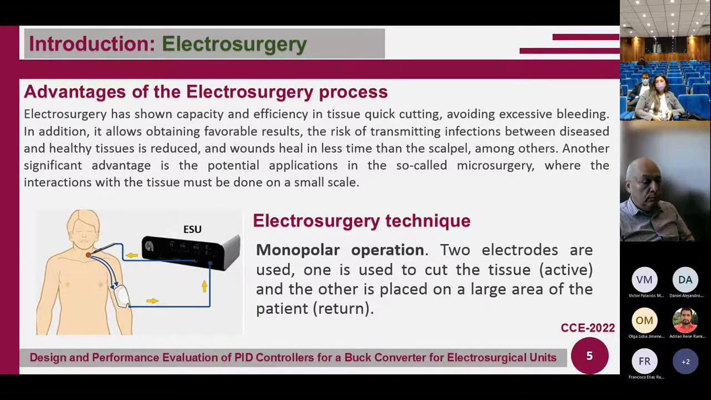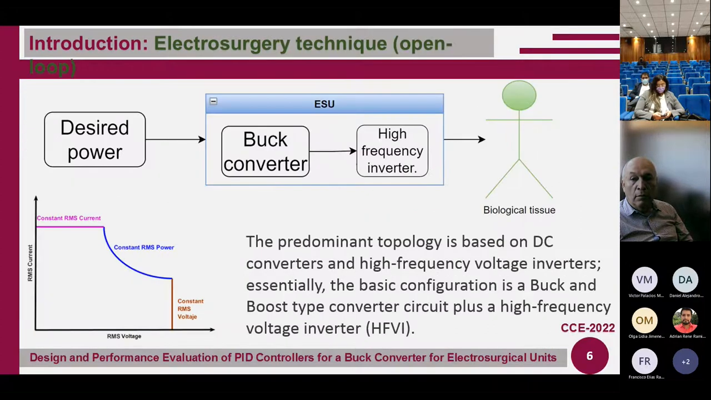Two electrodes are used: one is the tissue electrode, and the other is placed on a large area of the patient. This picture shows the connection between the electrosurgical unit and the patient. Here, the high frequency current runs through the patient and returns to the electrosurgical unit. Okay.